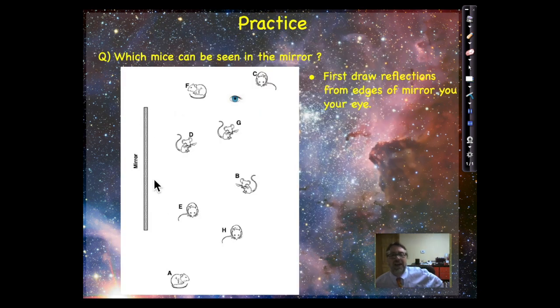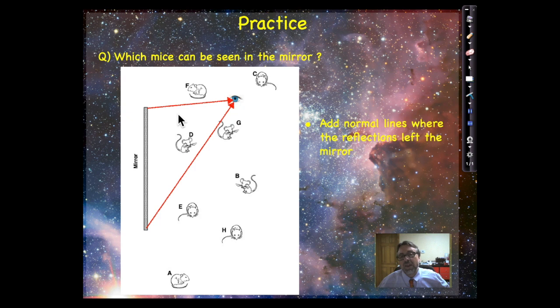So here's a flat mirror with a bunch of mice in front of it. And this floating, disembodied eye represents your point of view. I would like to know which mice I can see in this mirror. When you look at a mirror, the image you see depends on how far away from the mirror you are and your position relative to the mirror. So in order to determine what you can see in the mirror, the first thing you want to do is draw the reflected light from the edges of the mirror that has to bounce to your eye.